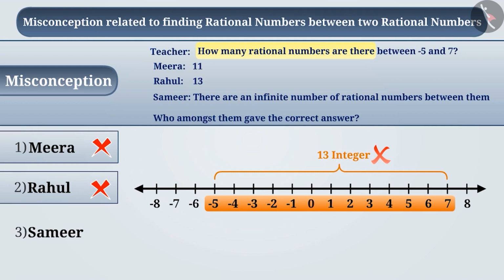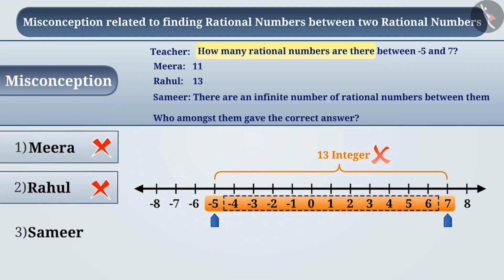Rahul made another mistake here. Can you tell me what it is? Think for a while. Exactly. When we find the numbers between any two numbers, we remove those two numbers from the count. Here Rahul has counted numbers between minus 5 and 7, including the numbers minus 5 and 7. Hence Rahul's answer is also wrong.